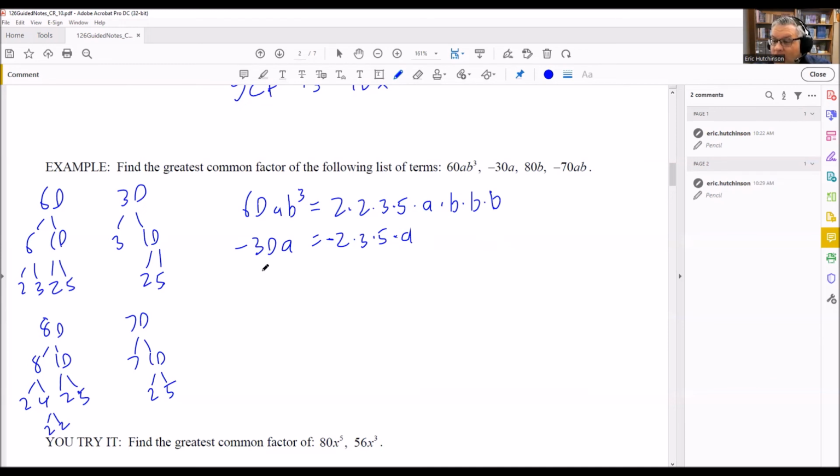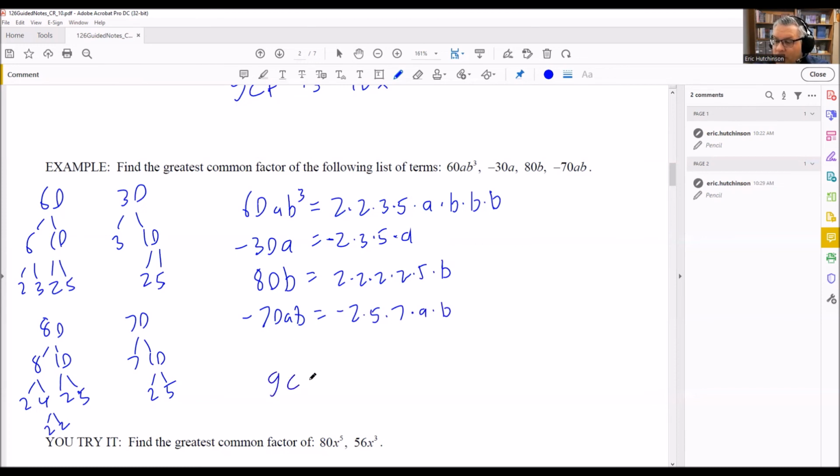Next, I have an 80. So 80b, that's going to be 4 2s and a 5 and a b. And then I have another negative 70ab. So again, I have another negative out front, and the negative can really go in front of any of these factors. So I have a 2, a 5, and a 7, and an a and a b.